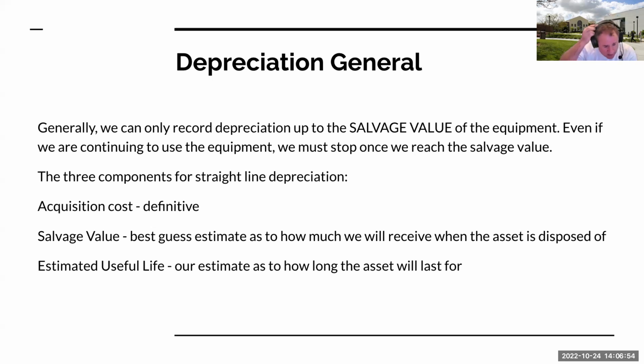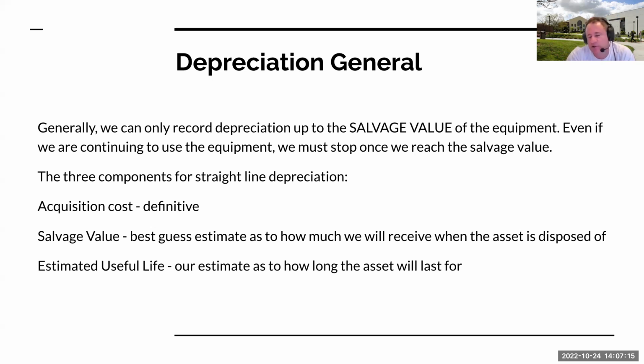So when we do straight line, we're going to need to know what the acquisition cost is. Covered that in the earlier videos. What is the salvage value? Meaning, what is the best guess estimate in terms of how much we're going to receive when the asset is disposed of? How do we figure this out? You do the online research. Generally, when companies are recording depreciation expense, they have to come up with this estimate.